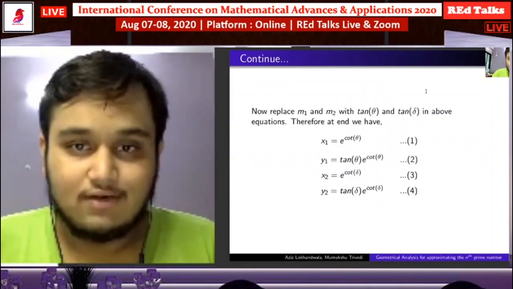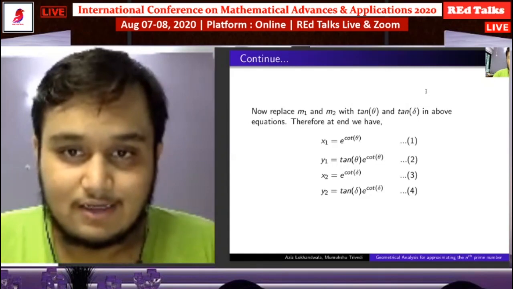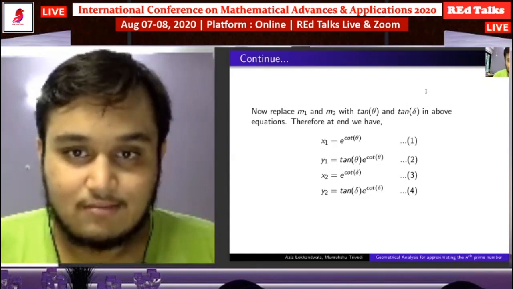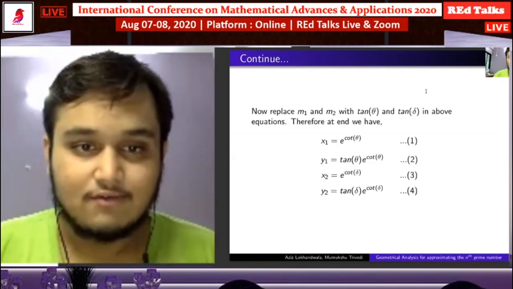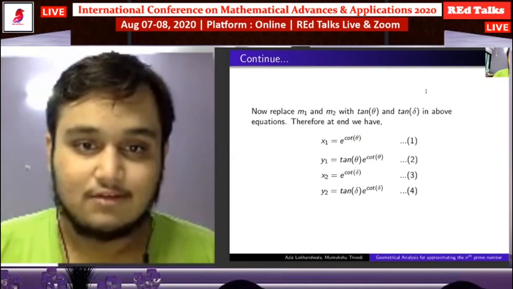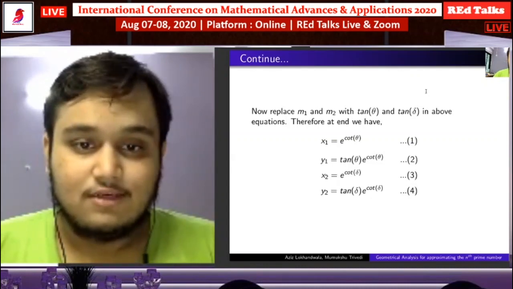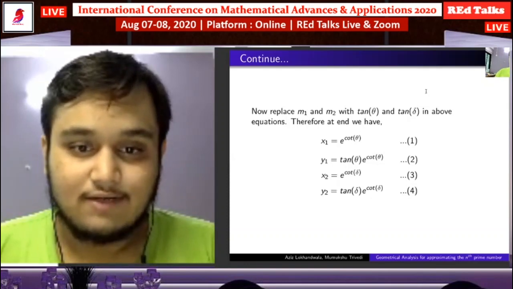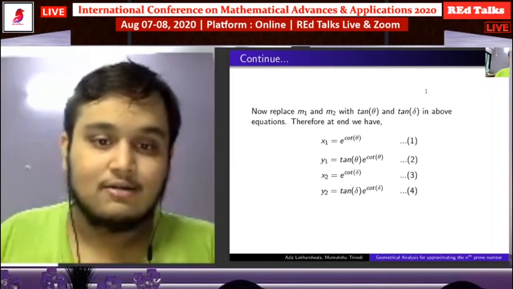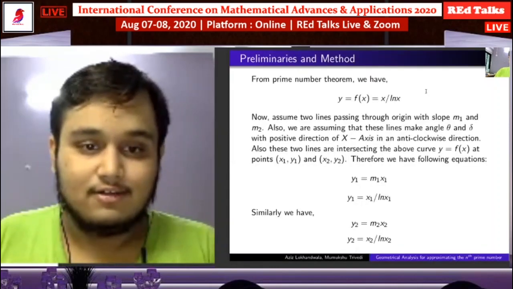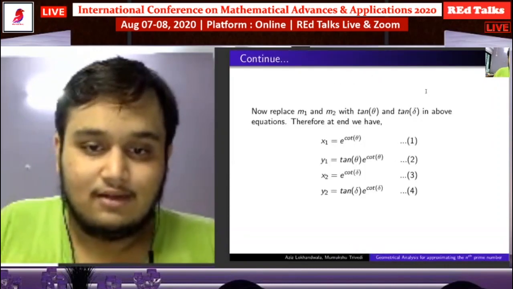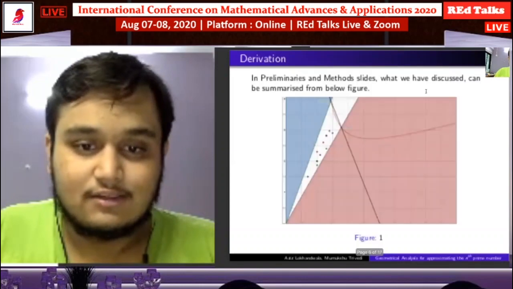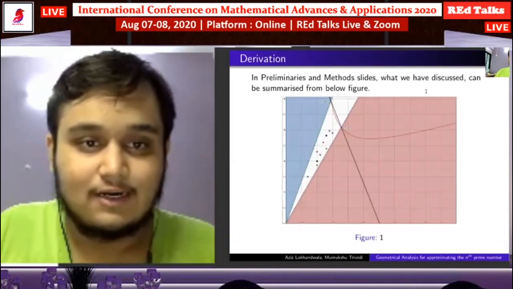By replacing m1 and m2 with tan theta and tan delta, as we know that these lines make angle theta and delta in positive direction of x-axis, at the end we have x1 equal to e to the cot theta, x2 equal to e to the cot delta, y1 equal to tan theta e to the cot theta, and y2 equal to tan delta e to the cot delta. Like this y1 and y2 came: y1 equal to m1 x1, therefore tan theta e to the cot theta. Similarly, tan delta e to the cot delta.